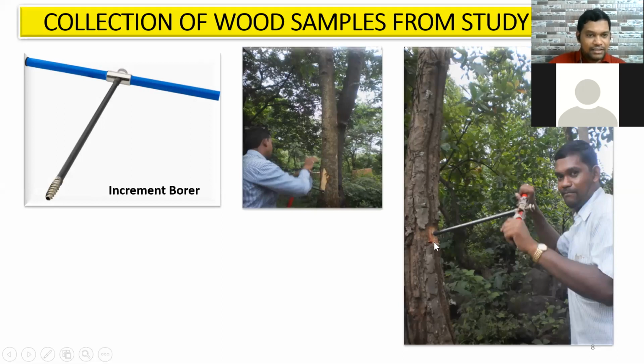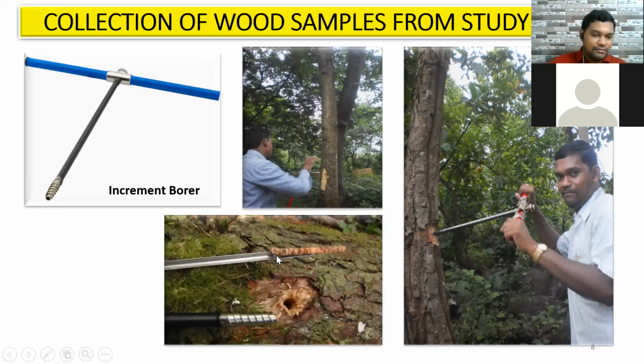And then when I reached the wood, I had to insert this borer, and the amount of strength required obviously depended from one species to the other. But after inserting the borer, I had to twist it a little bit, and when I take out the borer, I get the wood disc like this. So I collected as many discs as possible, but I had to ensure one more thing, that I cause least damage to the tree as well.